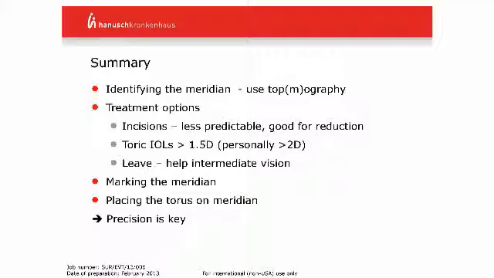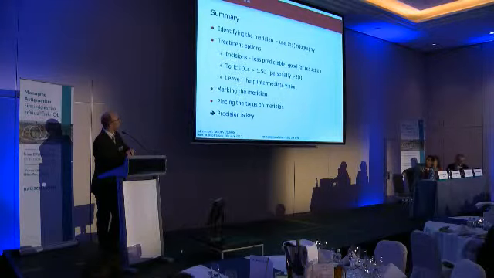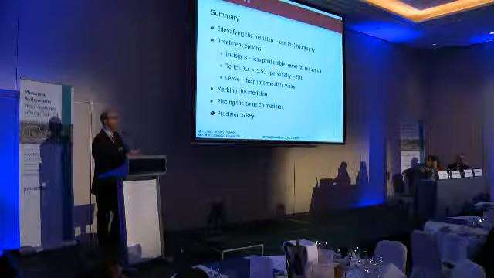Next slide, please. So just to summarize the first part of the talk, which is really about identifying the meridian. I think that has been alluded to before. Incisions, I haven't shown you any data now, but we know that they're less predictable, and I just told you about some of the problems for LRIs. The toric IOLs, definitely, for me, at 2 diopters and above, it's clear is where I would use torics. And I think now we're talking about the area of 1.5 to 2 diopters because of the problems with the incisional techniques.